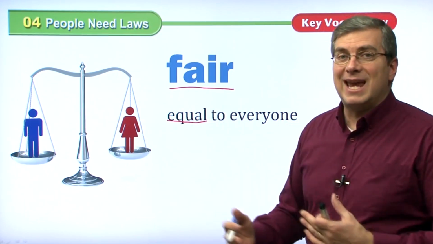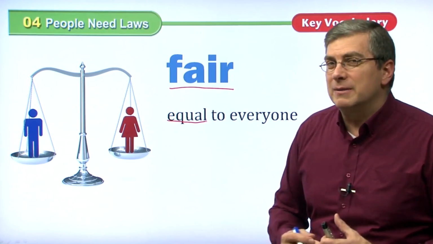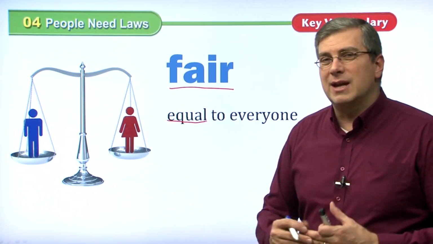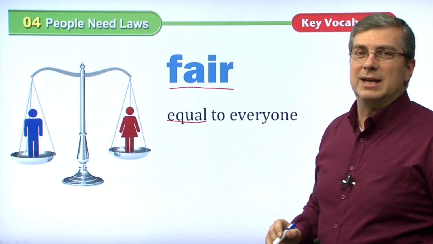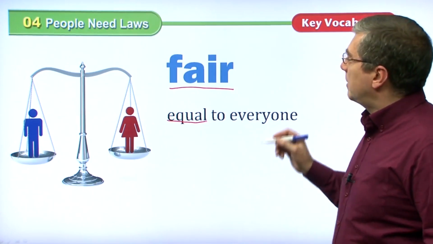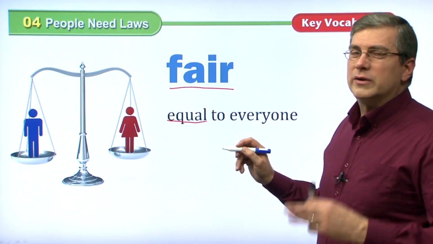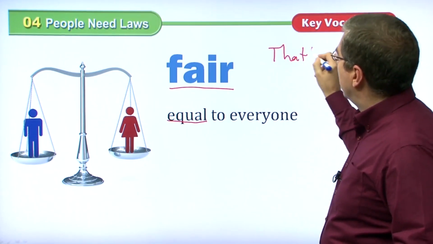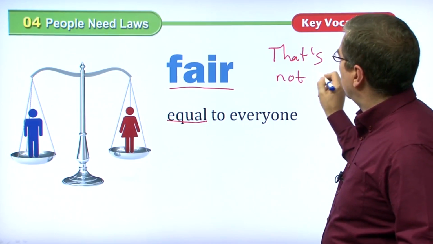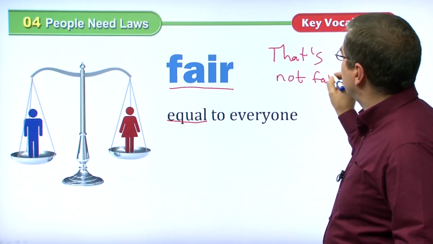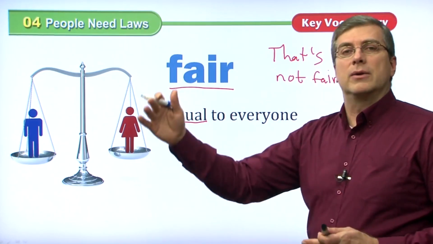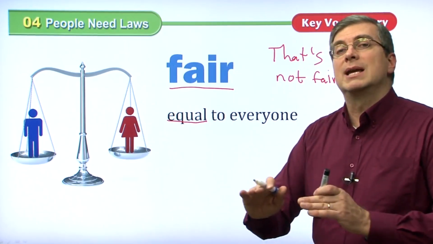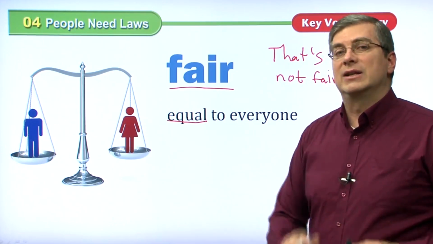If everybody has the same responsibilities and they follow the same rules, that will be a fair society. If somebody is not following the law or somebody breaks the rules, you can say, hey, that's not fair. If you say it's not fair, it's not equal. Somebody is trying to be better than other people. That's not fair. They should be fair. Everybody should have the same. Everybody should be the same. That's equal. That is fair.